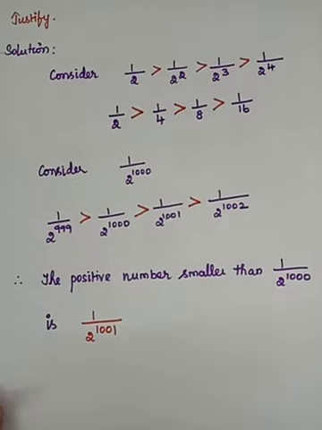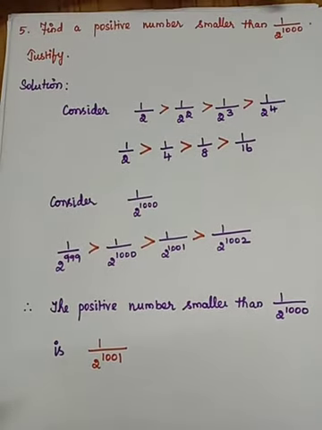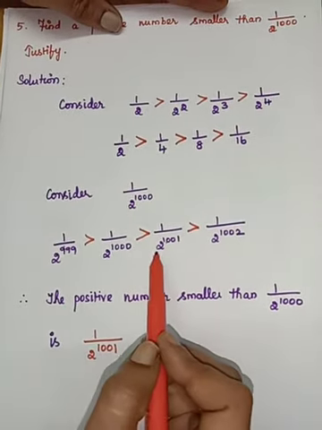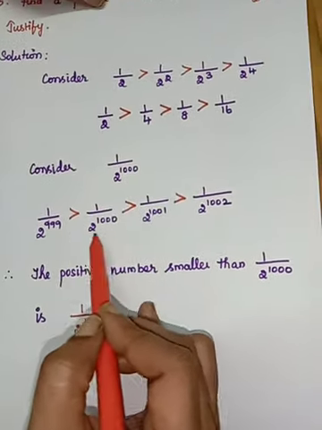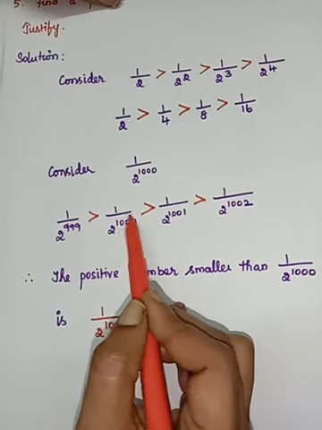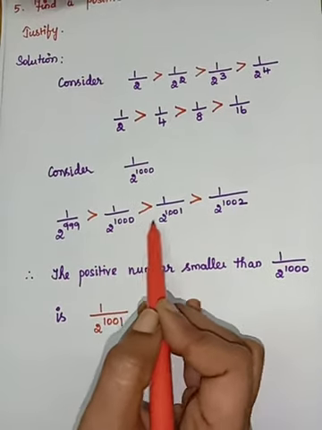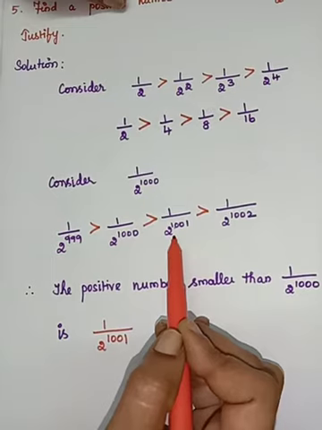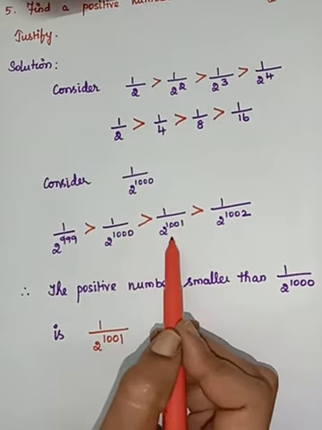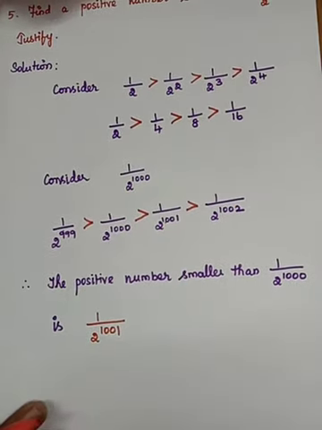Here in your question, what is asked? Find a positive number smaller than 1 by 2 power 1000. So, where will the smaller numbers be? On the right side of 1 by 2 power 1000. Those numbers are smaller than this. So, I will take the next number. The positive number smaller than this is 1 by 2 power 1001.